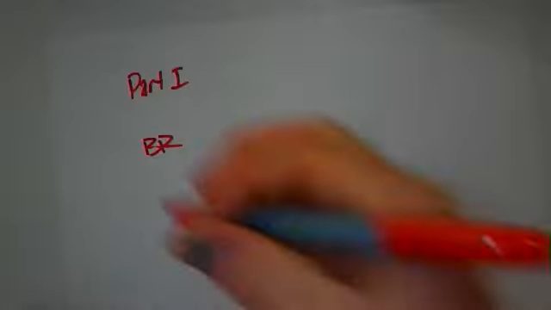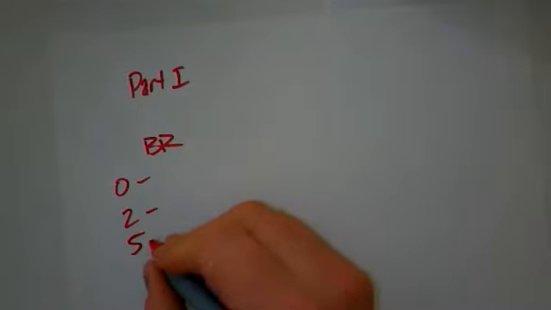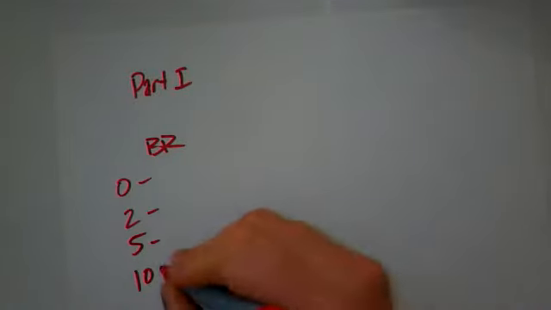So what we're doing is 3 different things. We're looking at the Bradford reagent and the amount of light that it absorbs over 0, 2, 5, and 10 minutes. One thing you need to be sure of is these are time points, not intervals. So you're going to get an absorbance at 0 minutes, at 2 minutes, at 5 minutes, and then at 10 minutes.